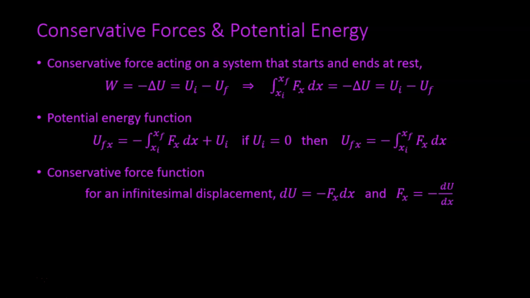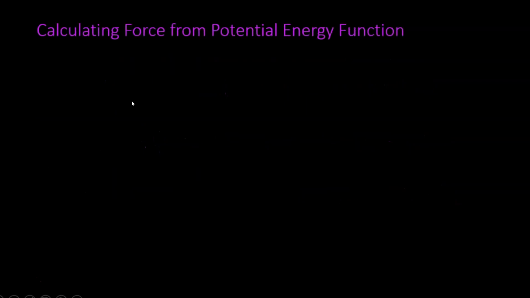We can look at a conservative force function. For an infinitesimal displacement, we know that dU is equal to negative F sub x dx, where dU is the infinitesimal change in potential energy caused by a force acting parallel to an infinitesimal displacement. And we can rearrange that and come up with the force parallel to the displacement is equal to negative the derivative of the potential function with respect to the displacement x. Let's take a look at how we use this. We're going to calculate force from a potential energy function.